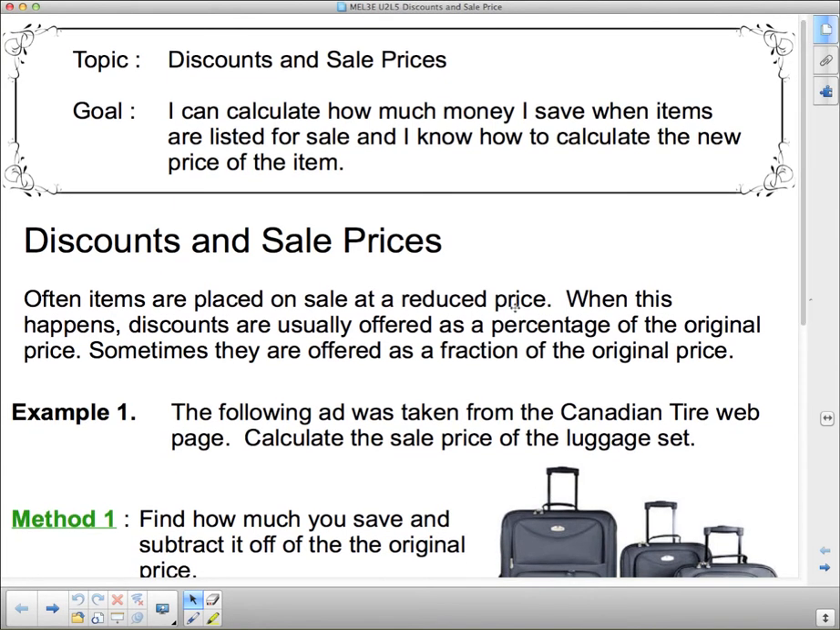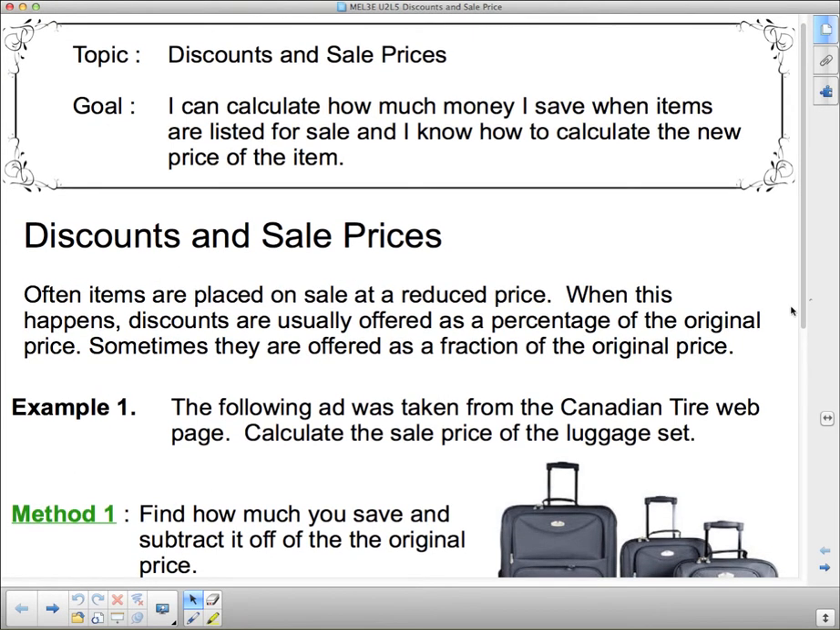Often when you see items placed on sale, that means the prices have been reduced for one reason or another. Either they're trying to entice people to come into the store for things like Christmas, or they have too much inventory and they've got to get rid of it, or they have more inventory coming in and they want to make room for the new stuff. So they'll reduce the prices on the stuff that's already there to give huge discounted savings to the people that come in, or sometimes just small discounted savings.